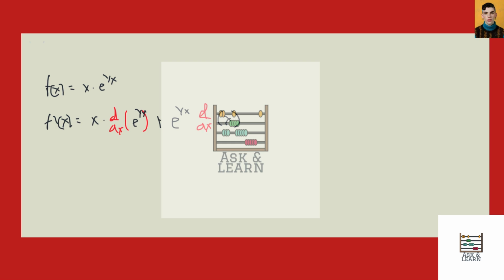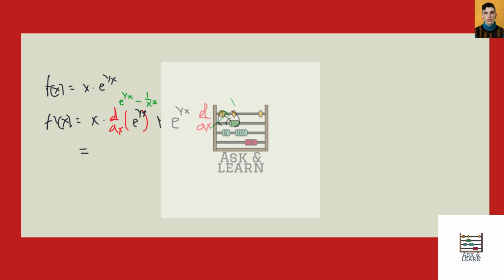So first, the derivative of x is just going to be 1. And then to take the derivative of e to the 1 over x, well, we already did that on the first problem. We said it was going to be e to the 1 over x times the derivative of 1 over x, which should be negative 1 over x squared.